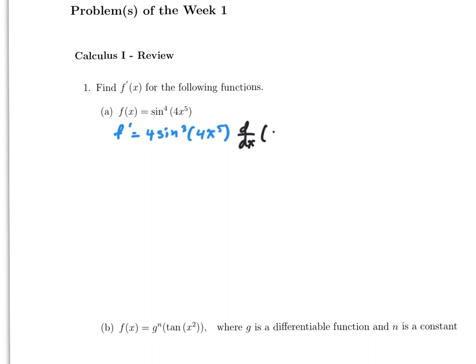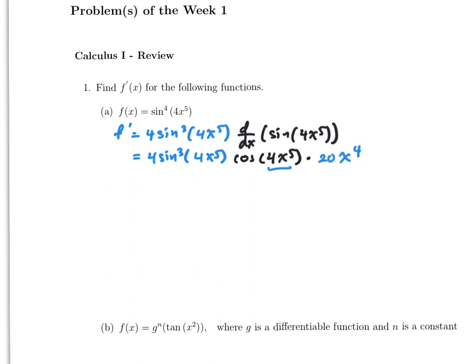respect to x of sine of 4x to the 5th, which if you apply the chain rule again, it will give you cosine of 4x to the 5th times the derivative of the inside of cosine, which is 5 times 4 is 20, so it will give you 20 x to the 4.